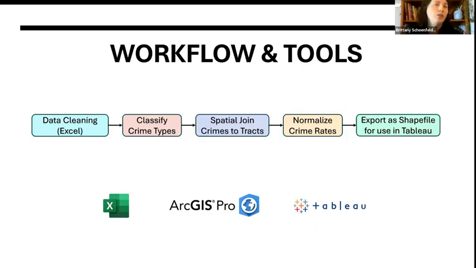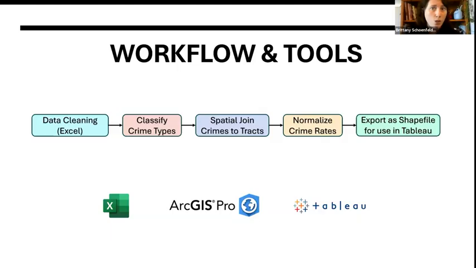Here is a model view of my workflow and the tools used along the way. I began with data acquisition, so I downloaded crime data from the Denver Open Data Portal and census data from the US Census Bureau. And then I took it into Excel for preliminary cleaning. I filtered to relevant attributes and formatted data fields for quarterly grouping. Then I brought it into ArcGIS Pro for spatial processing.